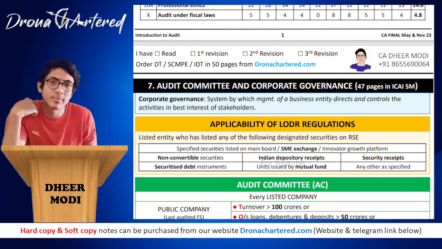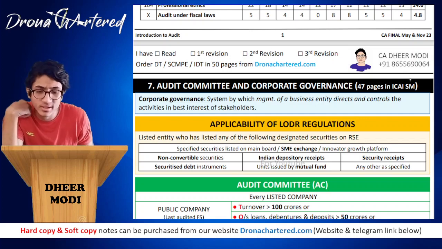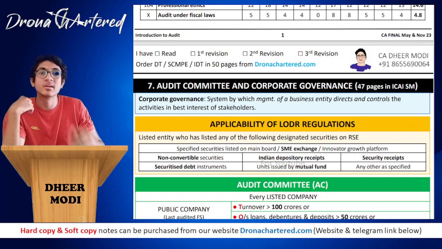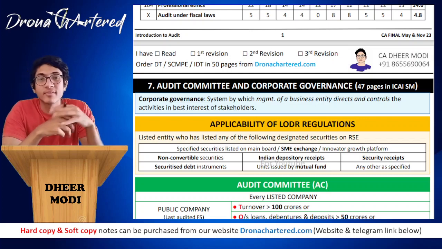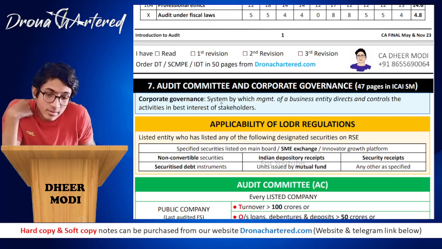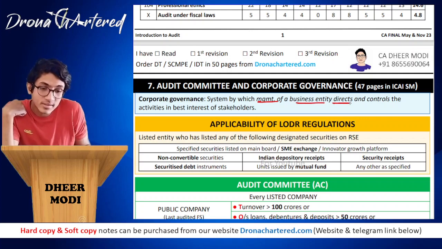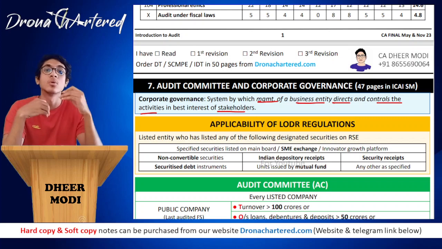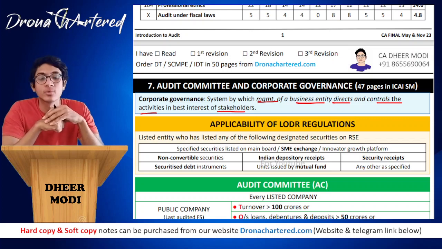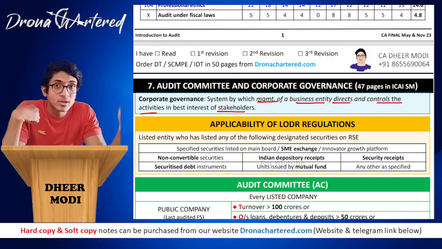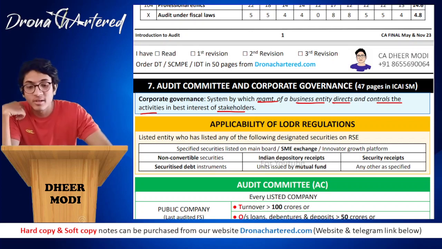This is approximately 47 pages in your ICI study module. So what exactly is this chapter? That is your corporate governance. There are some things that every company has to follow. Corporate governance is a system by which the management of a business entity directs and controls the activities in the best interest of stakeholders. So they have to comply with certain regulations for their stakeholders. Stakeholders include your shareholders, your government, your customers, etc., everybody.